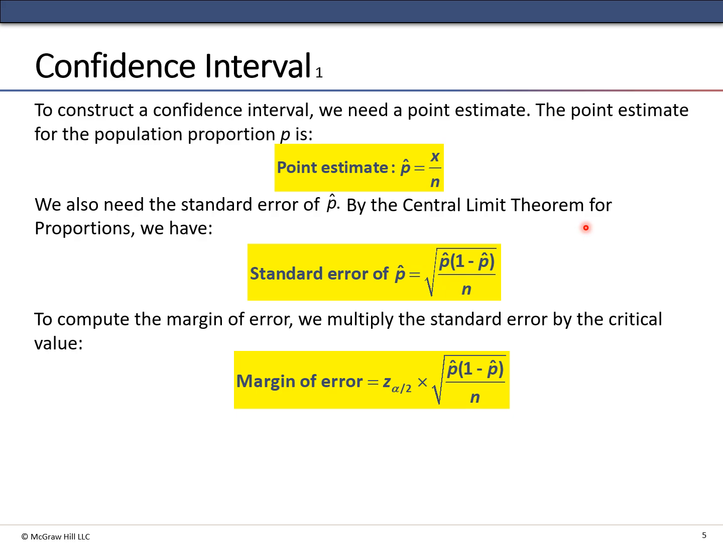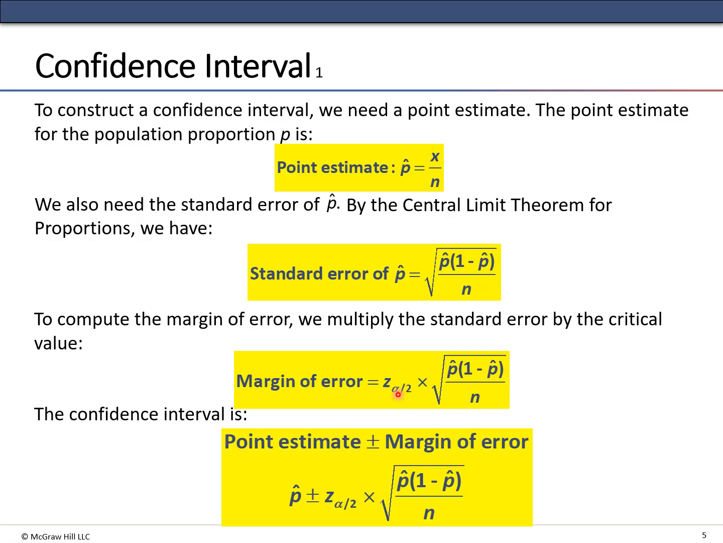Finally, to compute the margin of error, we multiply the standard error by the critical value. In this case, we're using the z alpha over 2. This is the area in the tails, remember. So we take z alpha over 2 times the standard error. And then finally we have our confidence interval, which is our point estimate plus or minus the margin of error. And we've seen this before in other calculations.